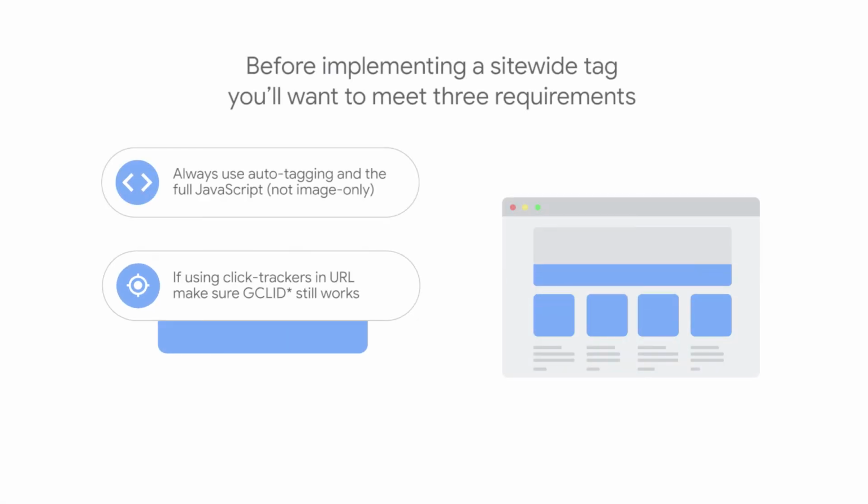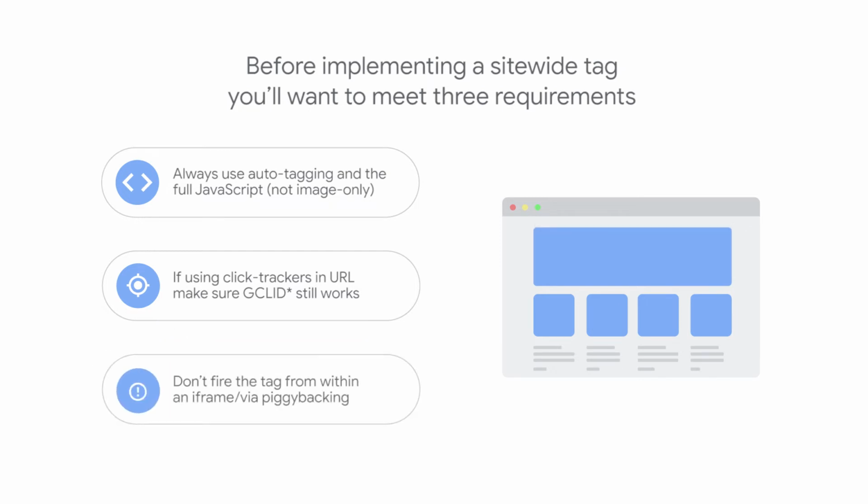If using any click trackers in tracking URLs, make sure the gCLID still works. You can use Google's Chrome Developer Tools to help you troubleshoot this. Don't fire the tag from within an iframe or via piggybacking. If you use an existing conversion tracking tag, like Floodlight or from a third party, this tag will not fire from your site domain, so will not have the access to the first-party cookies.